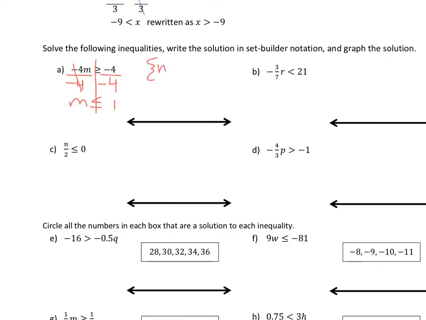Our set builder notation is the set of all m such that m is less than or equal to 1. And let's go ahead and graph. 0, 1, 2. We do have a closed circle on 1, and we want m values less than 1, so we shade to the left.